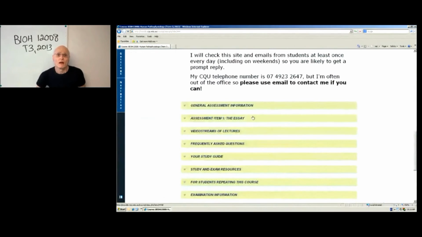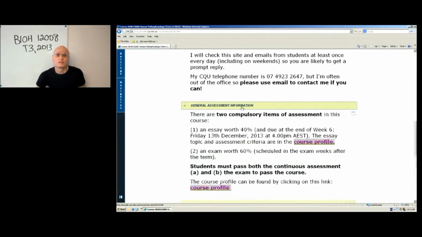One more example, general assessment information. I give two links to the course profile in the very same section, and I've got other links elsewhere on the site. I don't think it does any harm to overkill in leading people to where the information is.